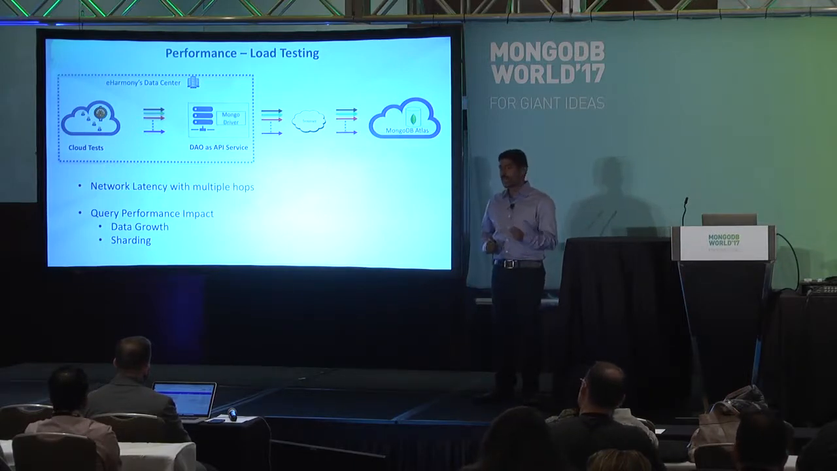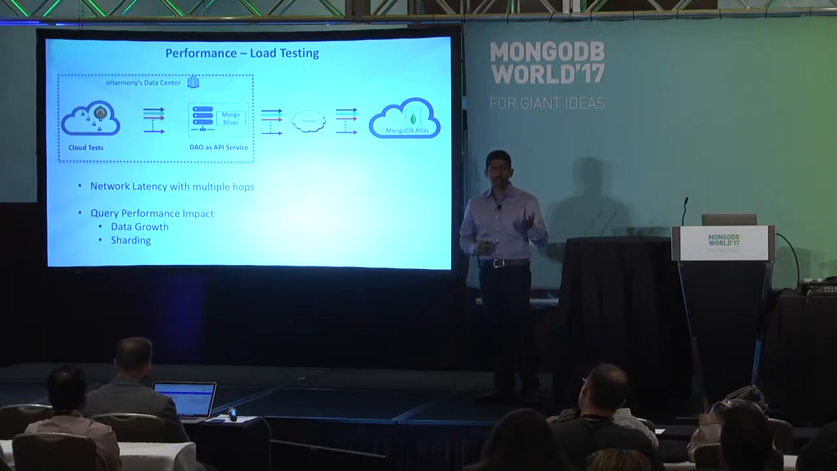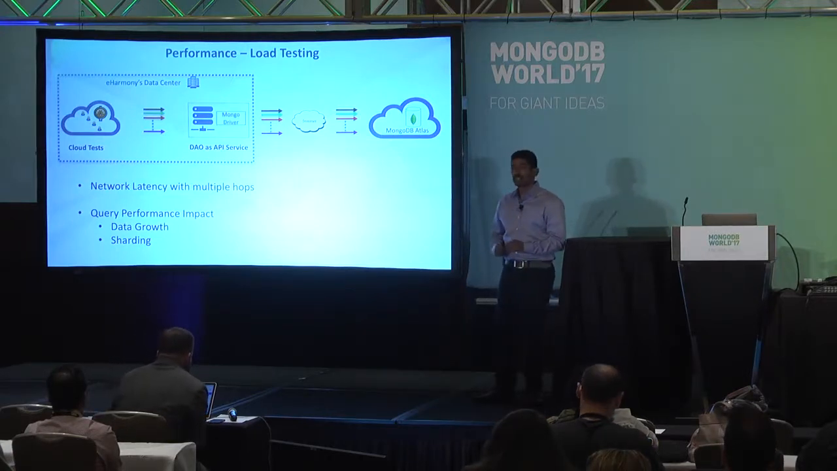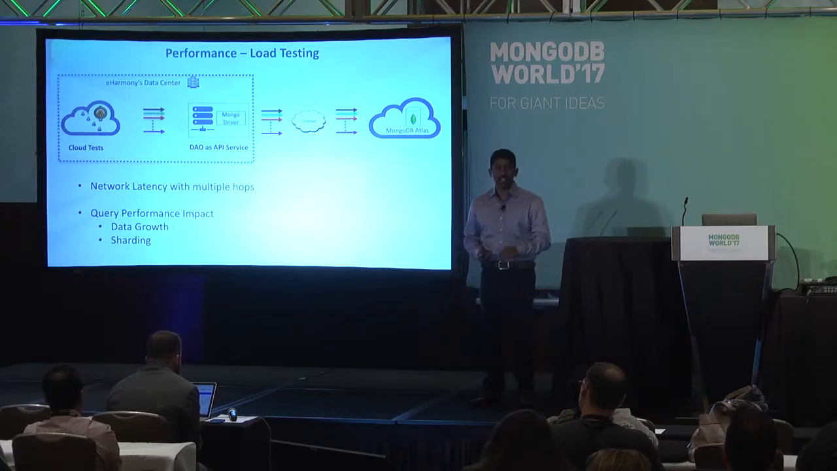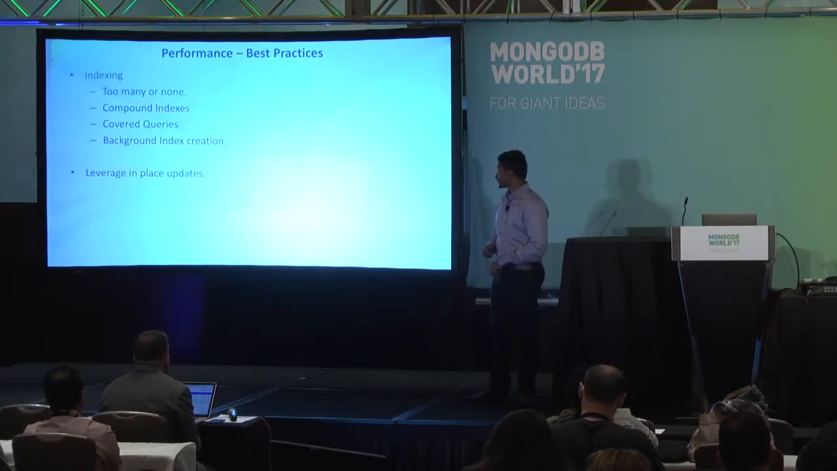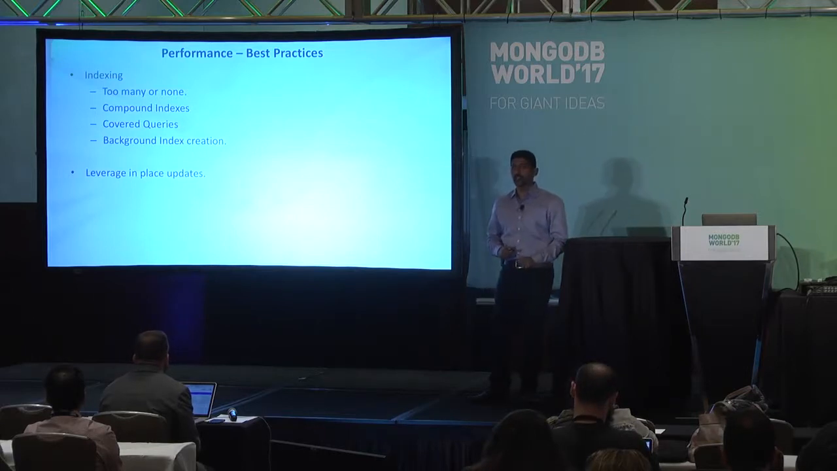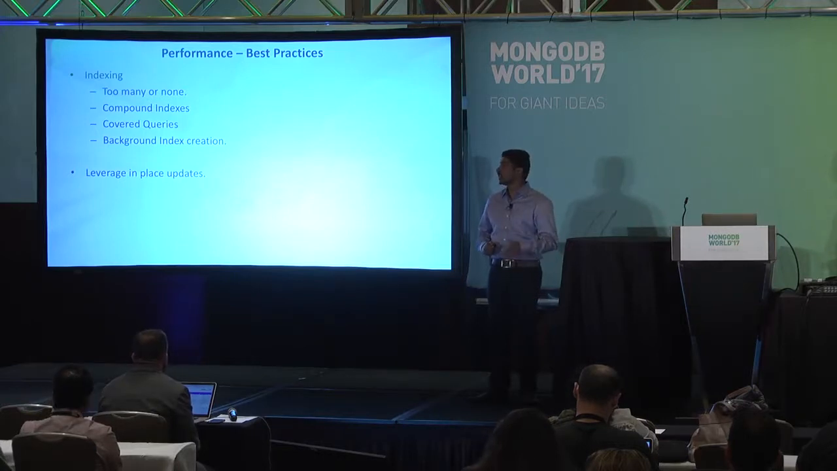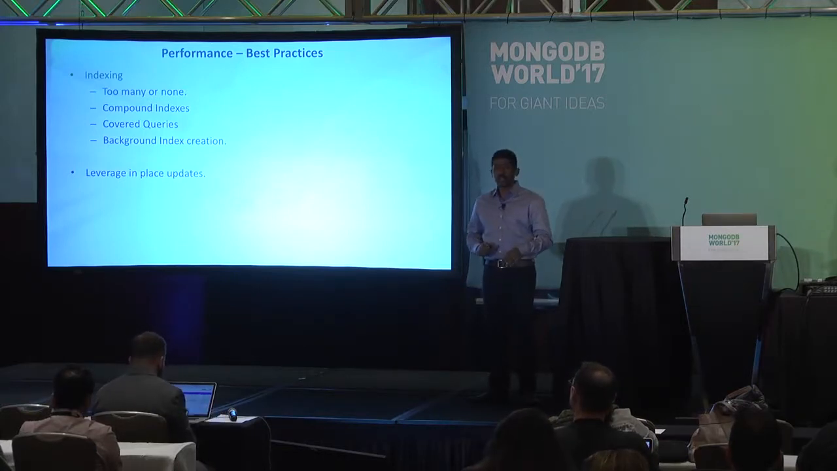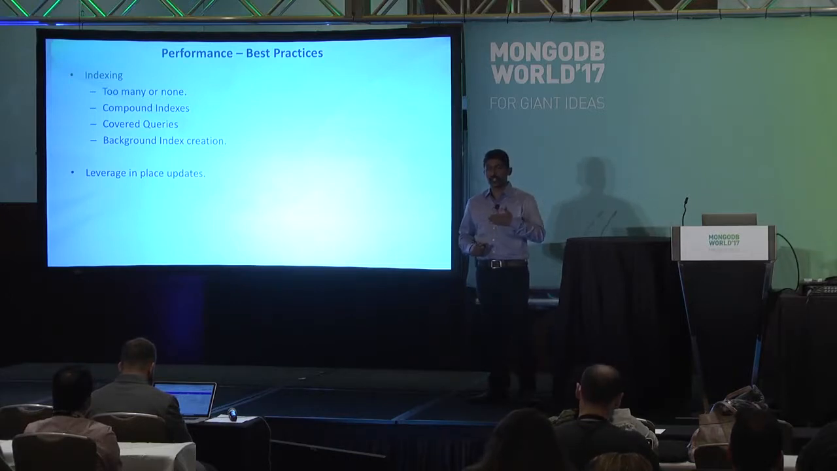The load testing not only helped us with the latency issue here, but it also helped us verify the impact of data growth and sharding on the query performance. Some of the best practices that we followed were not to create too many indexes, leverage compound indexes, and make sure our queries are covered queries wherever possible. And when it comes to updates, in order to avoid a round trip between the application and the database, we used the atomic update or in-place updates feature provided by Mongo.